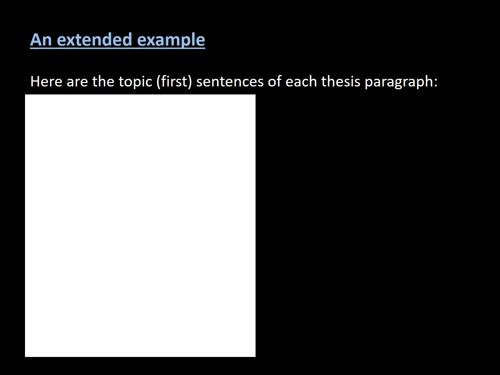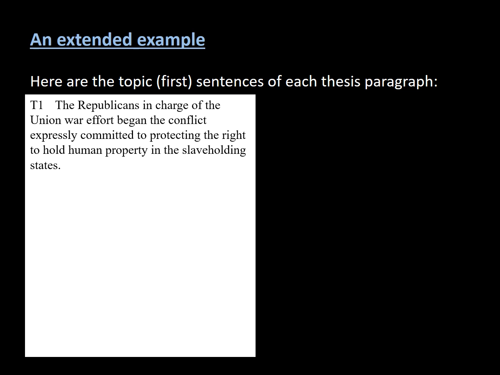Okay, now let's turn to those three response or thesis paragraphs and look at the topic sentences that will introduce them. First, the Republicans in charge of the Union war effort began the conflict expressly committed to protecting the right to hold human property in the slaveholding states. So this is saying that, establishing at the beginning of the conflict, there was support for slavery even by the Union government that was prosecuting the war.